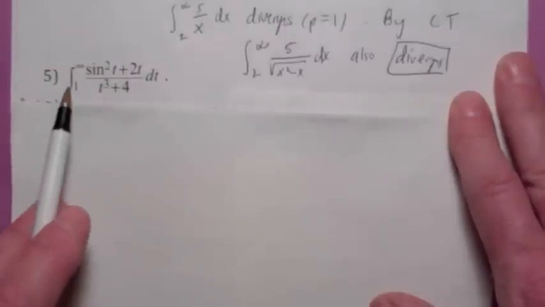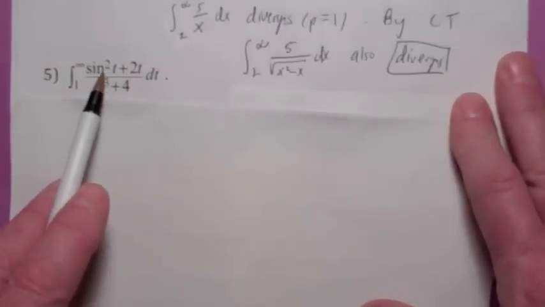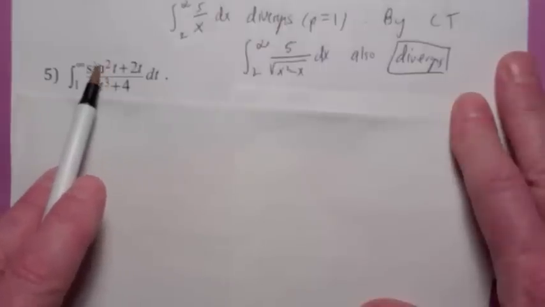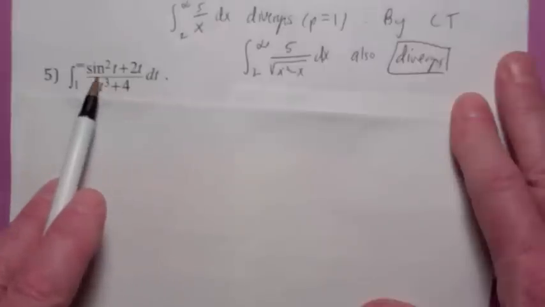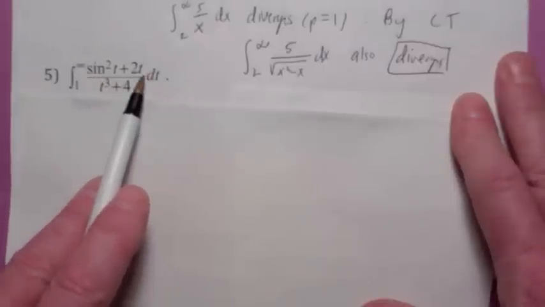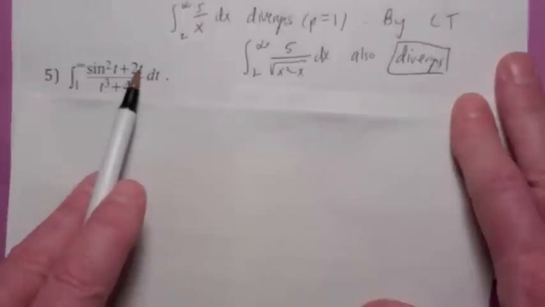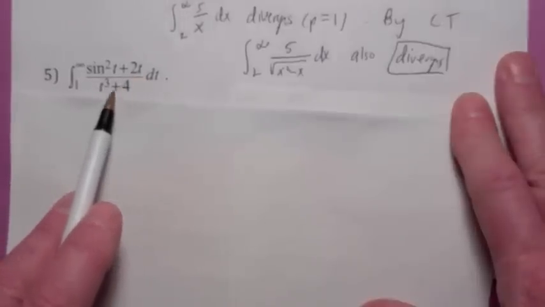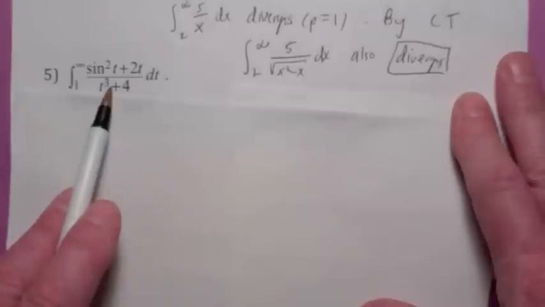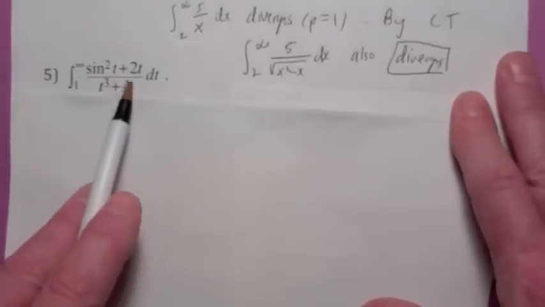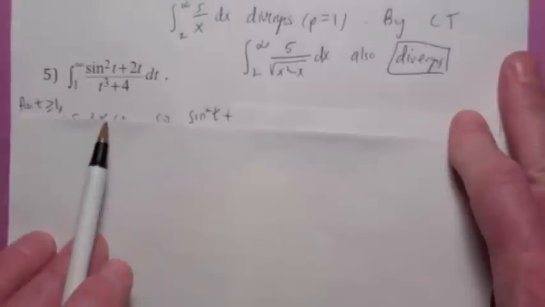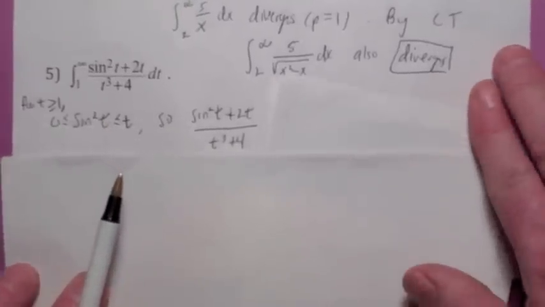This one isn't quite so bad. Here's some more advice. Whenever you see a sine or a cosine or a sine squared, recall that can never be any bigger than 1. So this really doesn't affect anything. So think of this integrand as basically t over t cubed, which means 1 over t squared. That's what this is behaving like. So what does that say? I'm going to try to make this integrand less than something over t squared. Okay, this is how we're going to do it.